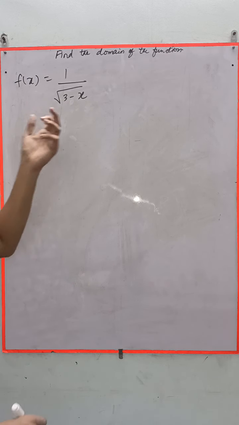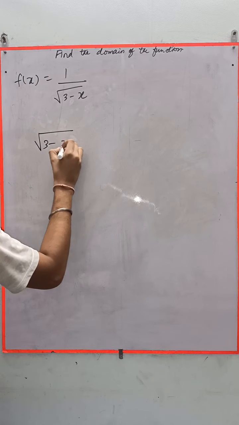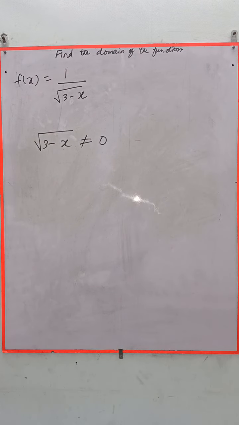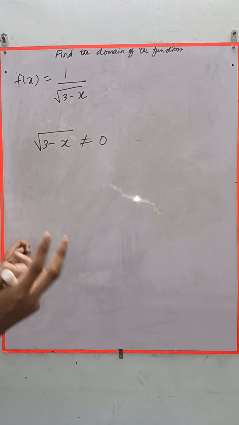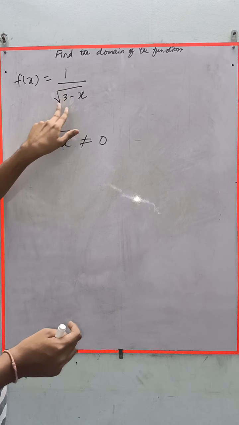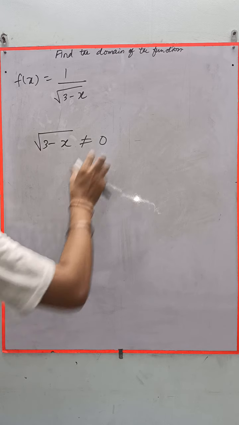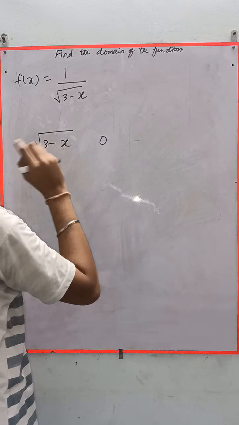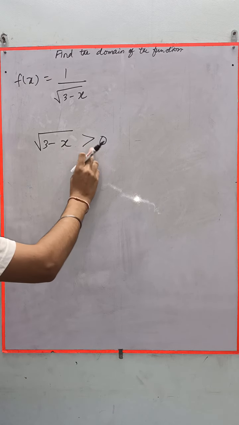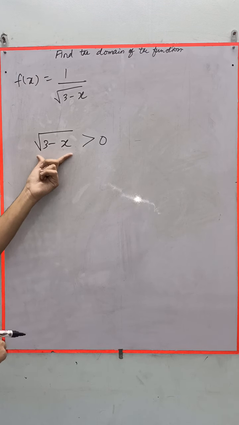As I already told you, the denominator should not be equal to 0. So 3 minus x should not be equal to 0. Specifically, we want two conditions. First of all, the denominator should not be 0. Also, inside the root, a negative should not be there. So it is better that we take it should be greater than 0, not equal to, because we don't want equal to either. That is why we are taking the root of 3 minus x.